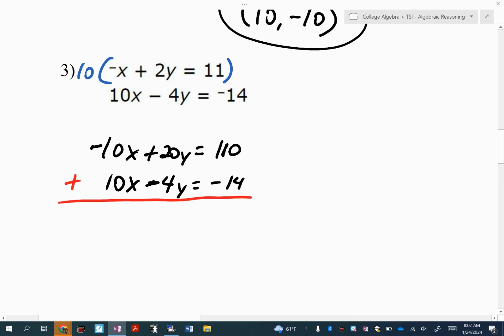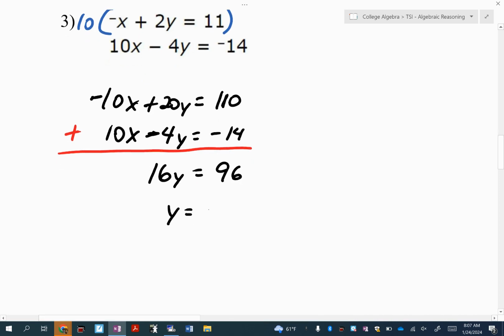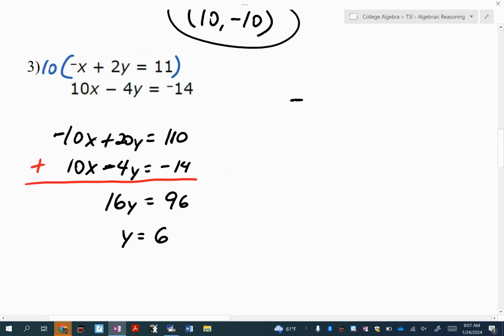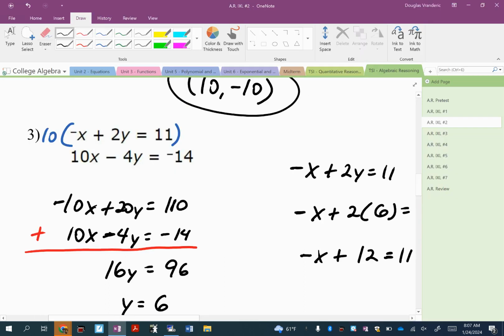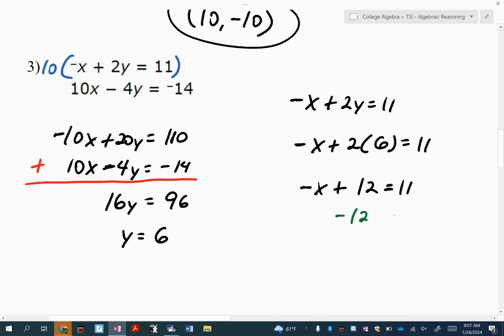What's 20 minus 4? 16? And what is this? Is this 96? So is 16 times 6 96? Yes. I think that's right. Okay. I'm going to plug this back into the original first one. So the opposite of x plus 2 times 6 equals 11. I'm going to move this 12 over with subtraction, and then we're going to have a quick conversation like Hector and I had.